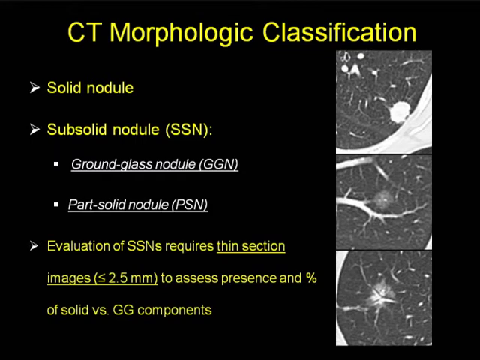So as you know, on CT, pulmonary nodules can be solid or they can be subsolid. And the subsolid nodules are divided into ground glass nodules, like this example, and part solid nodules, which are the ones that have a solid component and also a ground glass component. It's very important that for evaluation of these lesions, we need to use thin section images so that we can assess for the presence of a solid component within these lesions and also the percentage of solid versus ground glass component within these nodules. And that's because this carries important implications for the management and also prognosis of these patients.